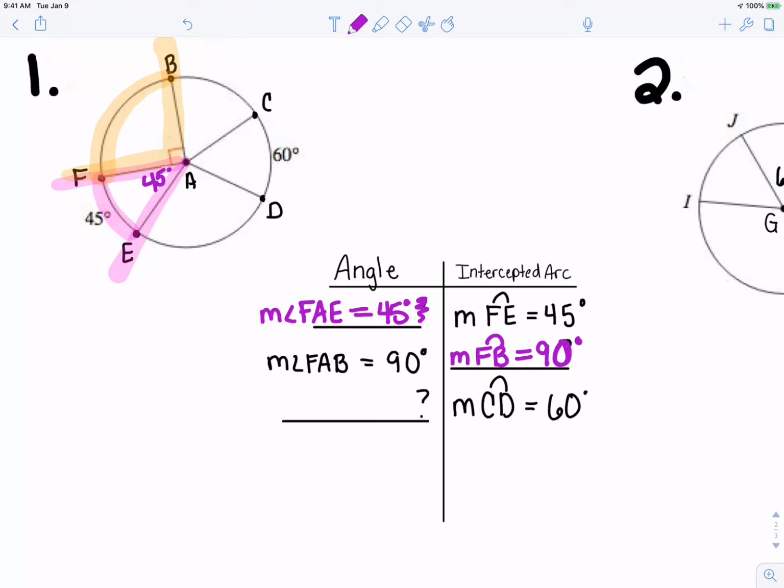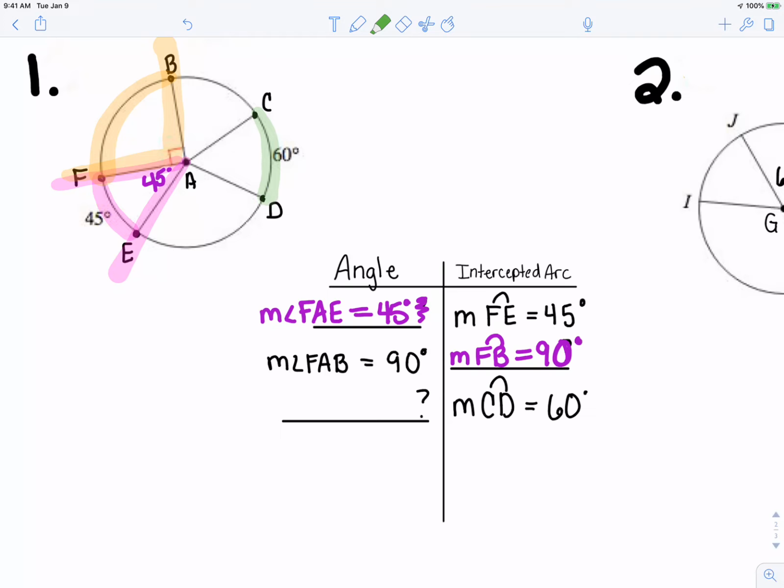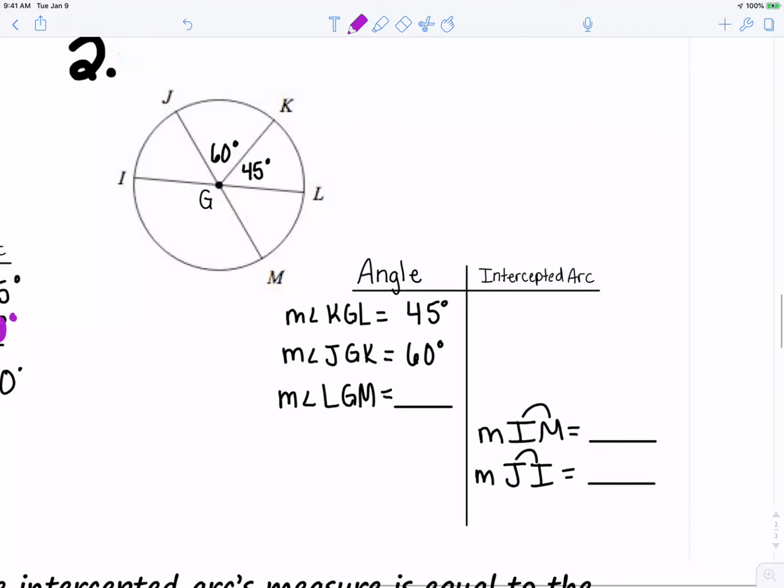Let's look at the next one. This time we know that arc CD has a measure of 60 degrees. So its angle, the central angle that intercepts that, would be angle CAD. It would also have a measure of 60 degrees. So that's just as straightforward as it gets. Whatever the angle measurement is, the intercepted arc is the same. Okay, the problems will get a little bit more complex. Let's look at the next one.